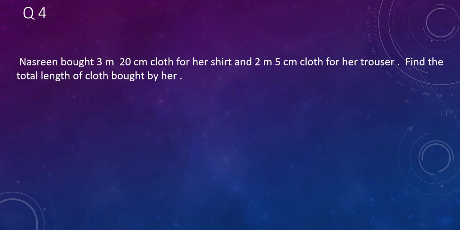So Nasreen bought how much cloth for her shirt? Yes, 3 meter 20 centimeter. And cloth purchased for her trouser is? Yes, 2 meter 5 centimeter. You have to find out the total length of cloth. Total length means again you have to add, but there is a twist in this question.